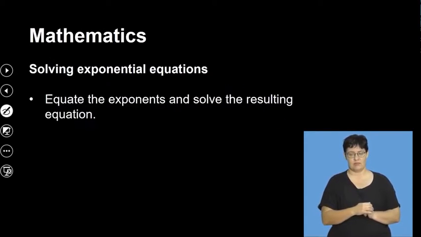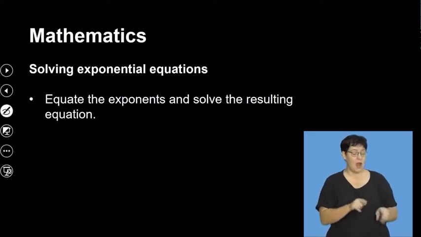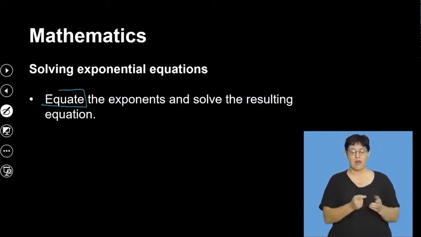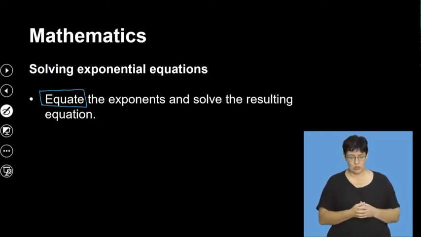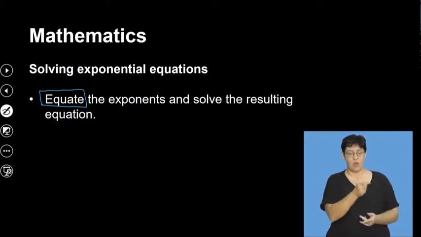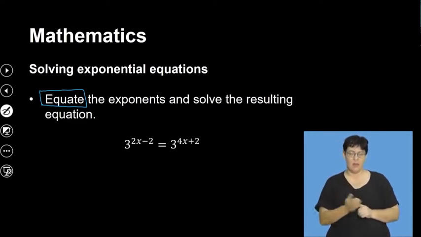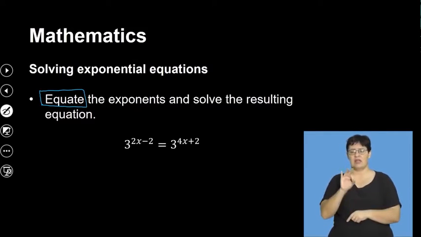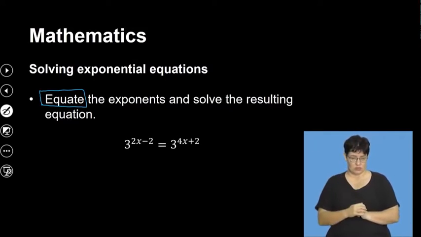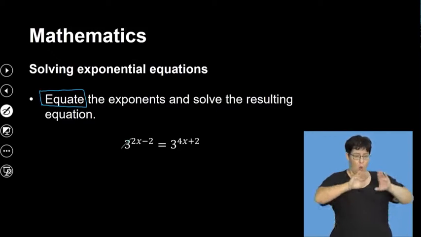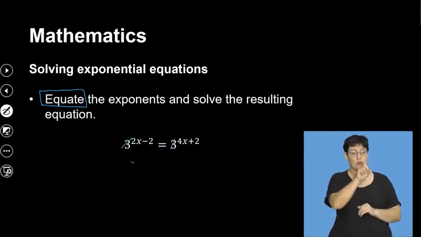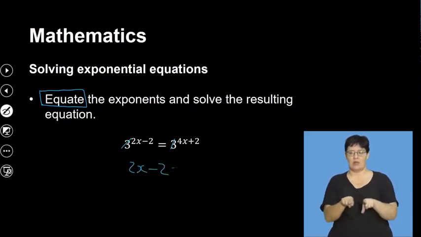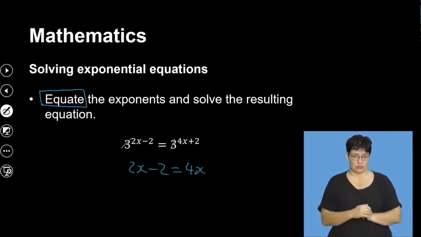And then the last step now will be, when those bases are the same, you can now equate the exponents, right? You can equate the exponents by doing what? By getting rid of the bases and just leaving the exponents as is. That's what equate means. So let's look at the previous example. Remember, it was 3 to the exponent of 2x minus 2 equal to 3 to the exponent of 4x plus 2. What you're going to do is get rid of that base and that base there, meaning you will equate your exponents, right? 2x minus 2 equals 4x plus 2.